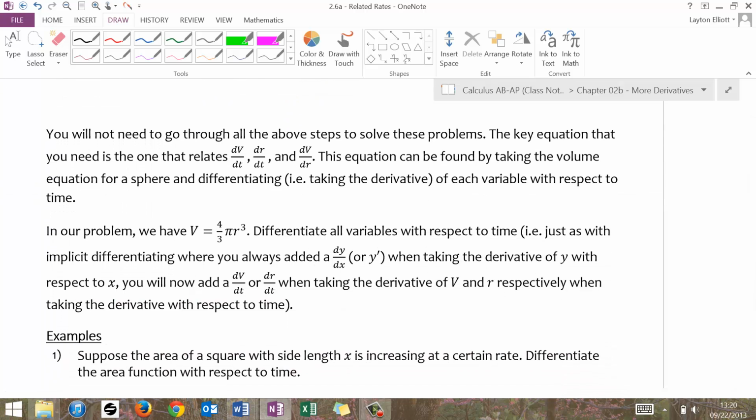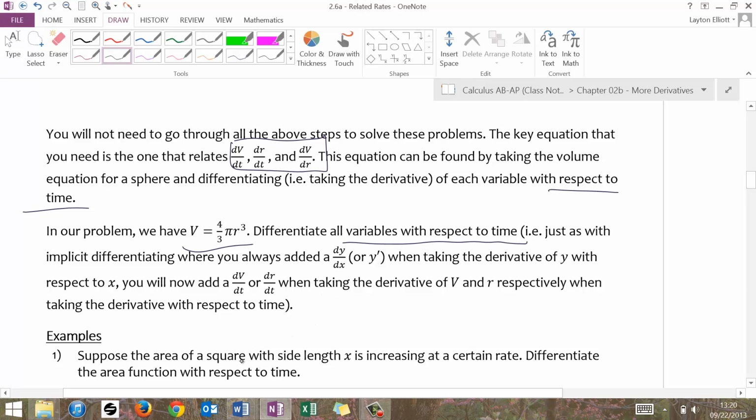So read this. You'll not need to go through all the above steps to solve these problems. The key equation you'll need is the one that relates these variables. This equation can be found by taking the volume equation and differentiating each variable with respect to time. In our problem, we had V is equal to 4/3 pi r cubed, and we differentiated all with respect to time using implicit differentiation.